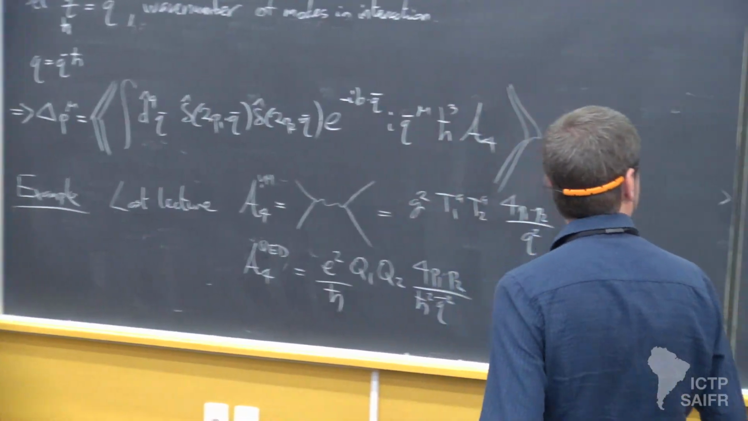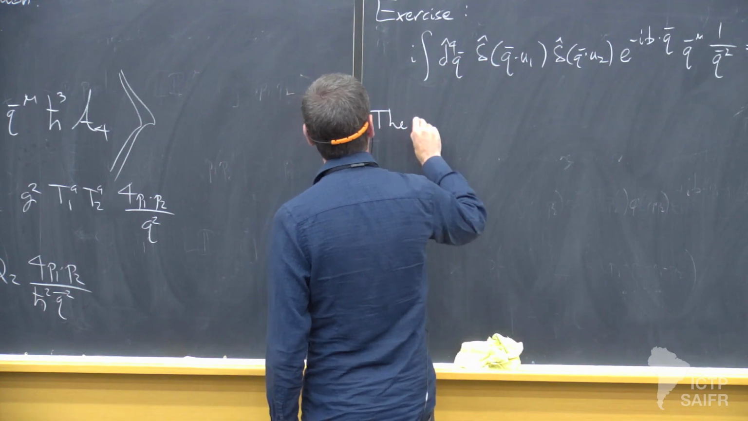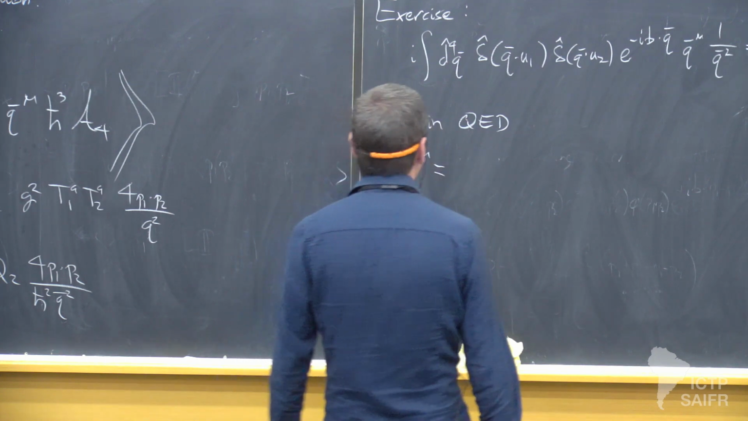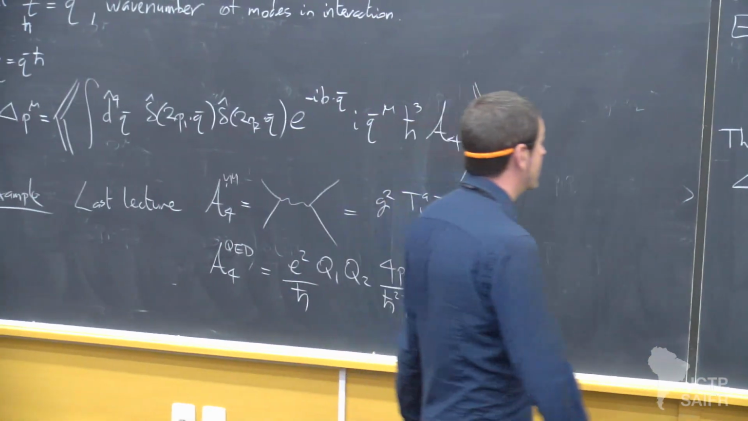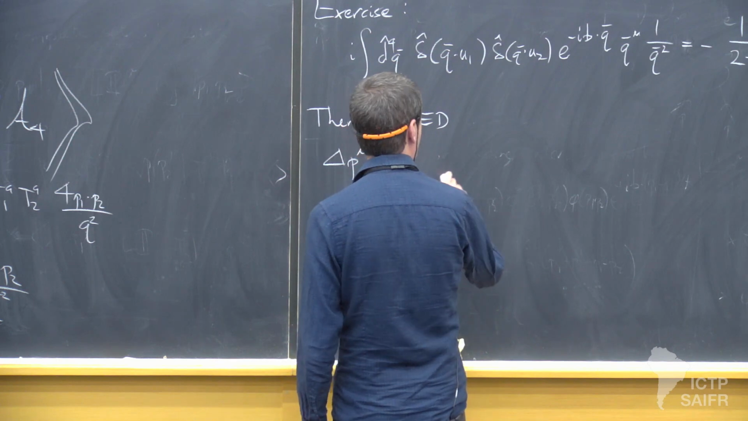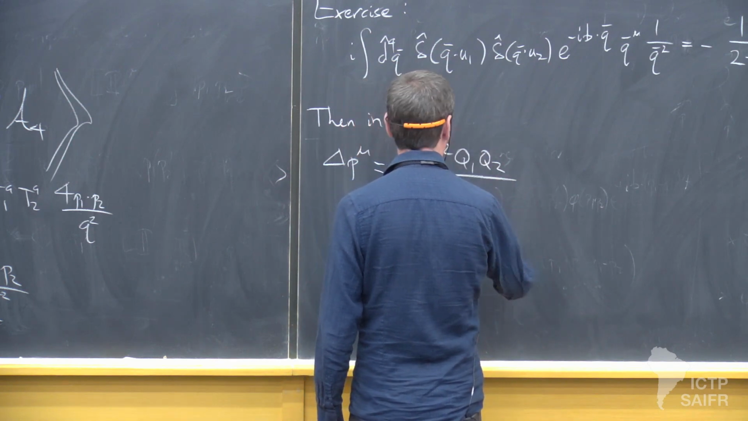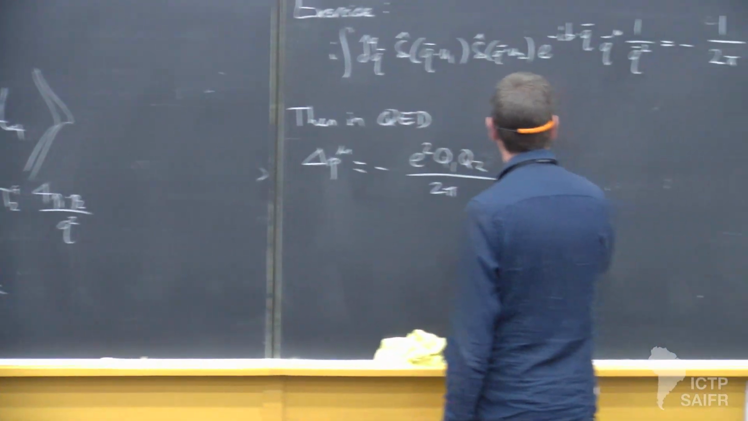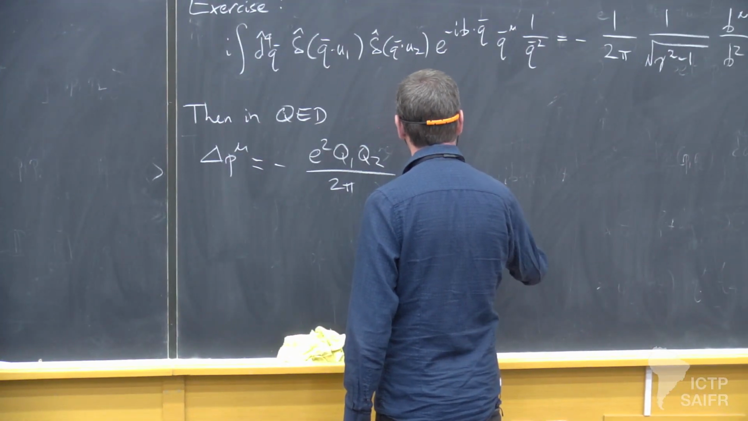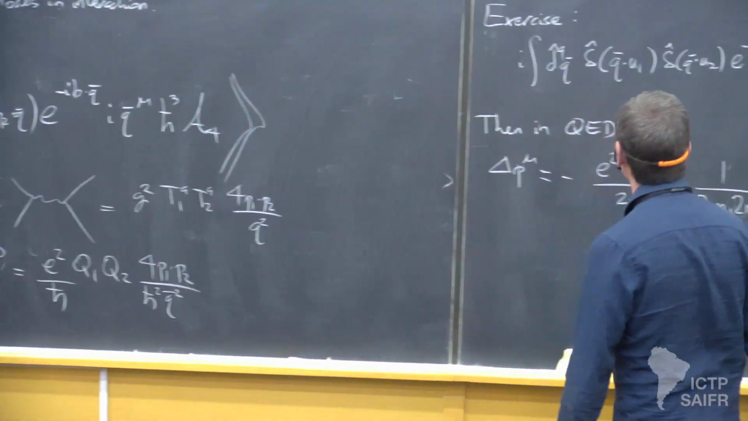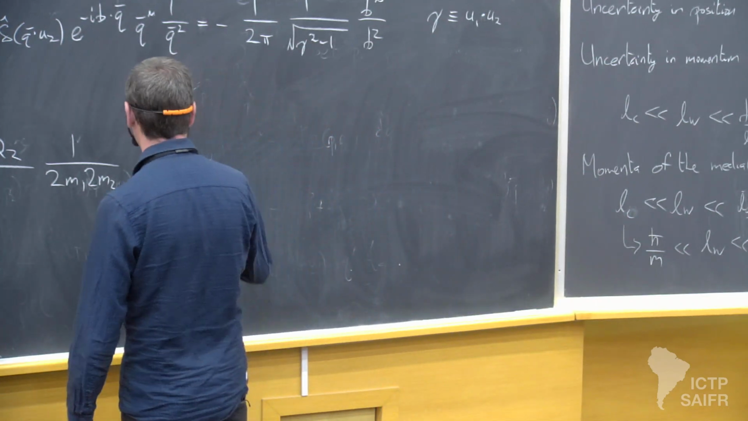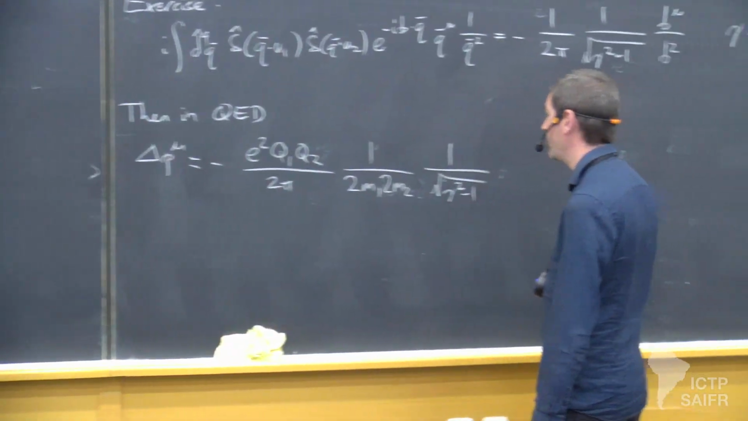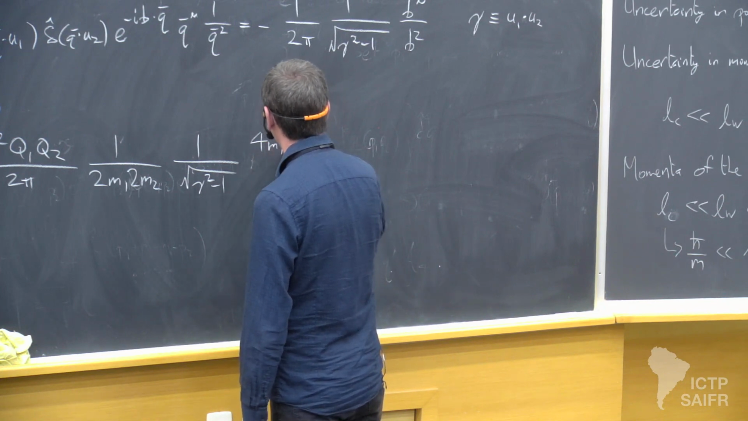Okay, so in terms of this, in QED, delta p^μ is, well, we have these factors of e squared Q1 Q2. There's that minus sign, minus e squared Q1 Q2 over 2 pi. I have to worry a bit about the fact that these delta functions are written in terms of p's. So 2m1, 2m2 comes out from rewriting those delta functions. I've got the i, the minus sign, and there's a 1 over root gamma squared minus 1. From here, there's a factor 4 p1 dot p2 upstairs, which is 4 m1 m2 gamma.